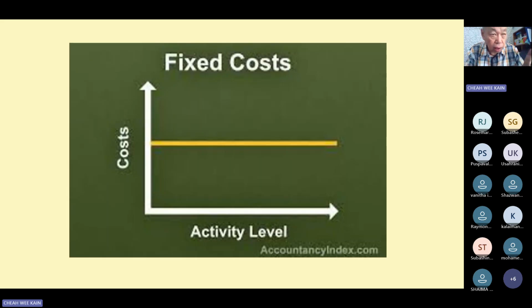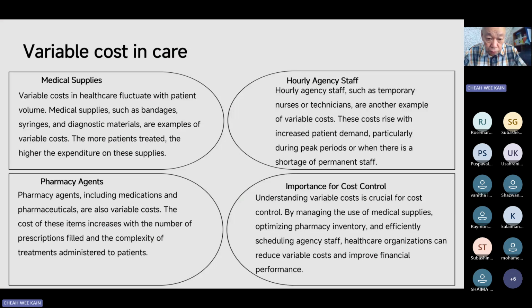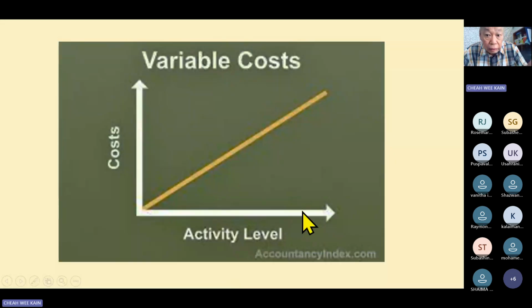Now, here comes the practical. As far as variable cost is concerned, we are not so worried. We have more patients, we collect more money, and then we, of course, have to spend more on bandage or syringe or needles, right? So it's not so bad. When volume goes down, we spend less. But fixed cost is different.